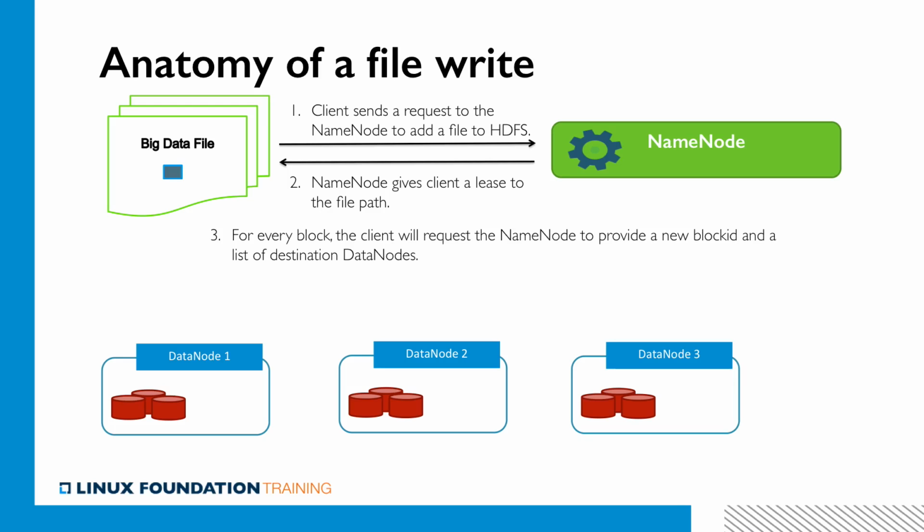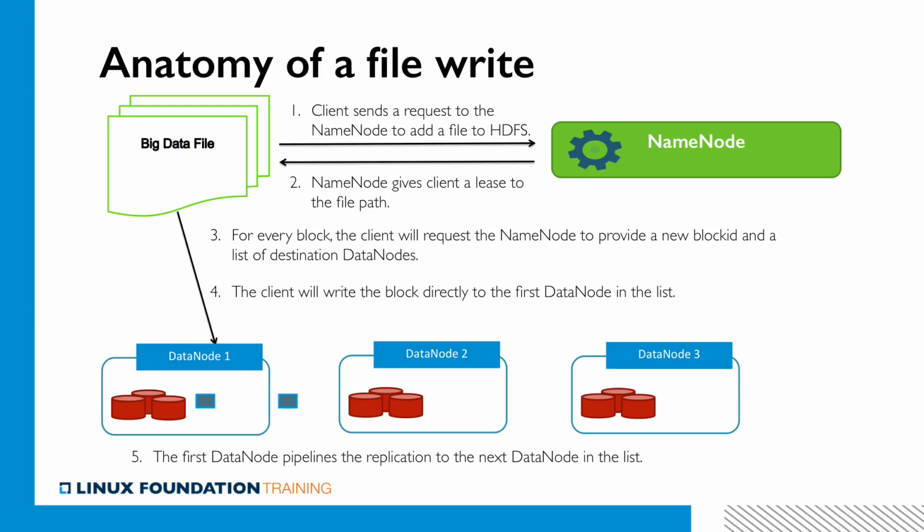Then the client will keep iterating over blocks that it has, and for every block, the client will request the name node to provide a block ID and a list of destination data nodes. Once the client has that information, the name node gets out of the way completely, and the client proceeds to write directly to the first data node in the list. So here's the first block coming to data node 1, and then the data node starts writing it to disk.